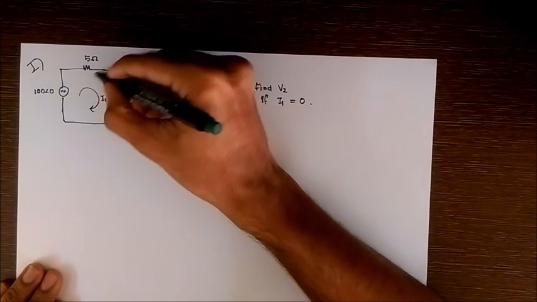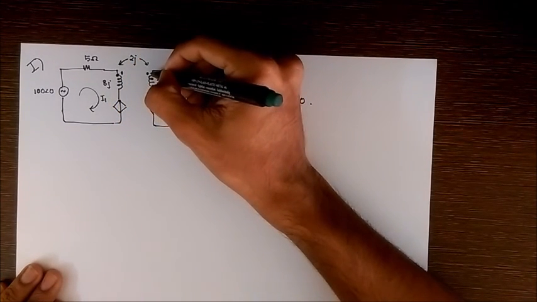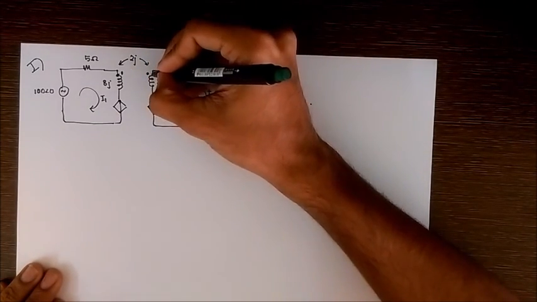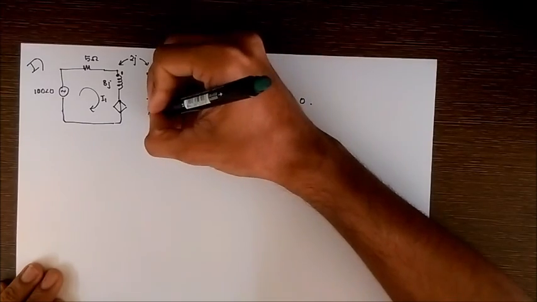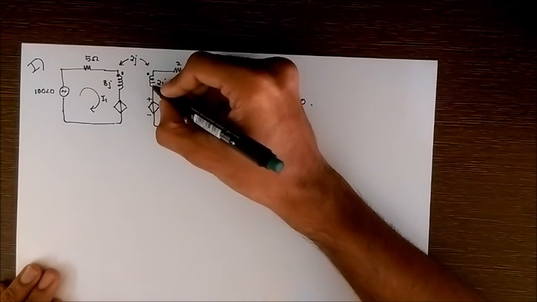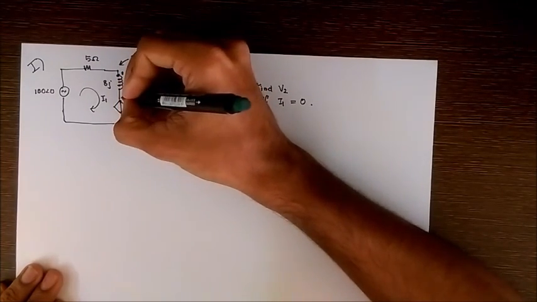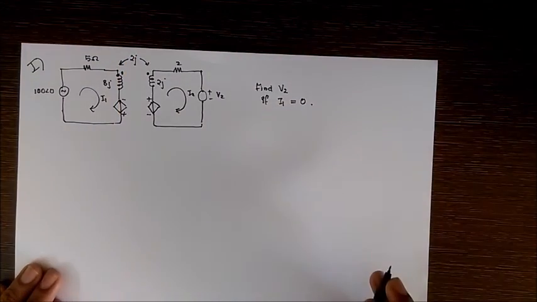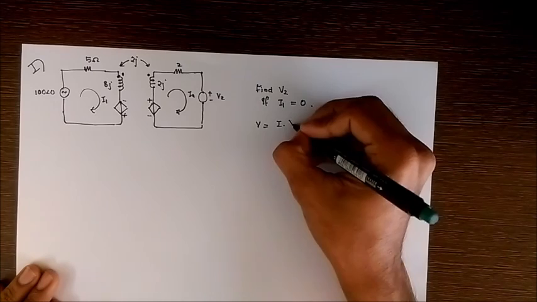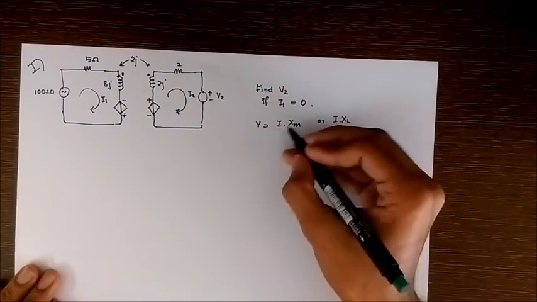Here the current I1 is entering through the dotted side, and correspondingly the dotted side gets a positive in the second side. So as the dotted side is above, we put a positive above and a negative below. In the second loop, I2 is entering through the undotted side, so the side with no dot, which is below, gets the corresponding positive sign. Now the values of the voltages are I into Xm or I into XL. Here this is due to mutual inductance, so I into Xm.